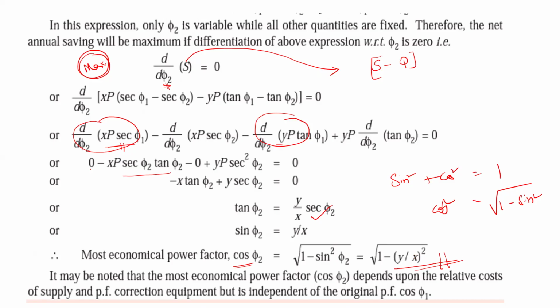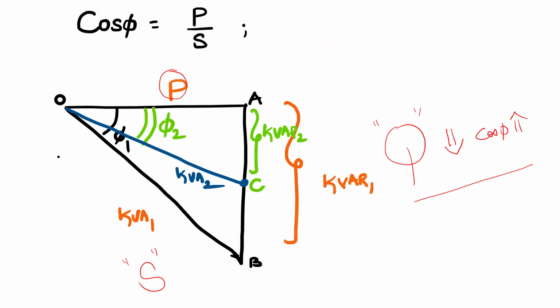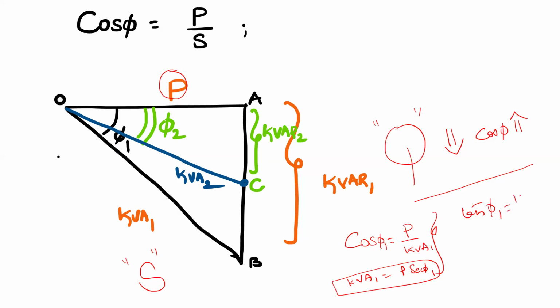That's it. I just want to use only two things here. Can you remember them? From this triangle, what's the value of cos phi? It is obviously P by kVA. So kVA1 is P by cos phi, which is P secant phi. Same for the second triangle. Then tan phi 1 is equal to the reactive power kVR divided by P, so kVR1 is equal to P tan phi.